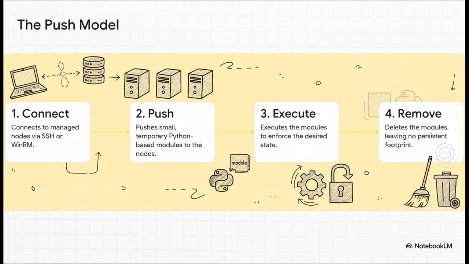And here's how it actually makes that happen, step by step. Your main machine, the control node, connects to all your other machines using standard stuff like SSH for Linux or WinRM for Windows. Then it pushes a tiny temporary bit of code, a module, over to the machine. It runs that module to get the system into the state you declared, and then it deletes the module. Poof! It leaves no trace, just a perfectly configured machine. It's clean, simple, and really efficient.